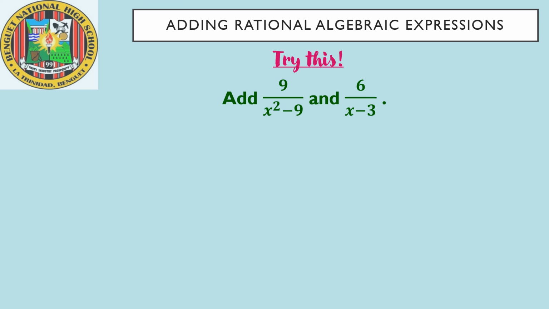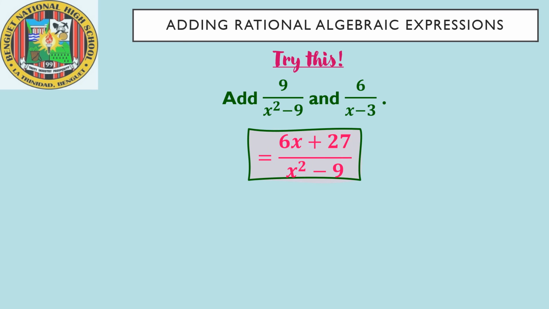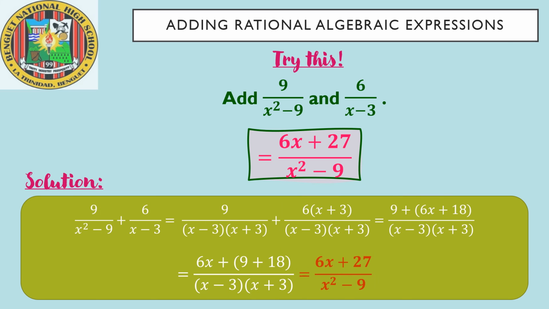Done? If your answer is (6x plus 27) over (x squared minus 9), you got the correct answer. Good job! If you have a different answer, you can check from this solution to see where you went wrong. Remember, mistakes are never permanent if you take the time to correct them.